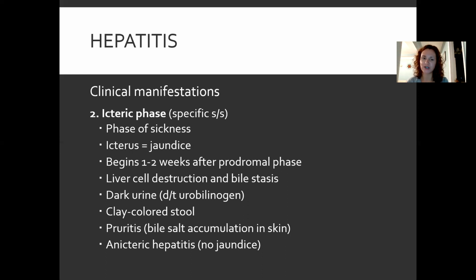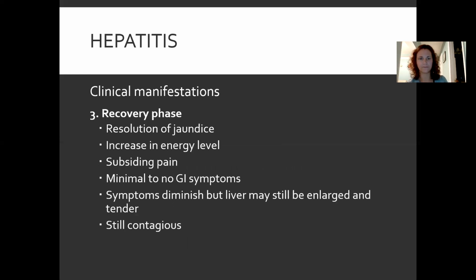In rare situations, patients can have anicteric hepatitis, meaning without icteric symptoms, without jaundice, but that is a little bit more rare. Usually, hepatitis is going to cause enough liver dysfunction to have bilirubin accumulate in the body and cause jaundice.